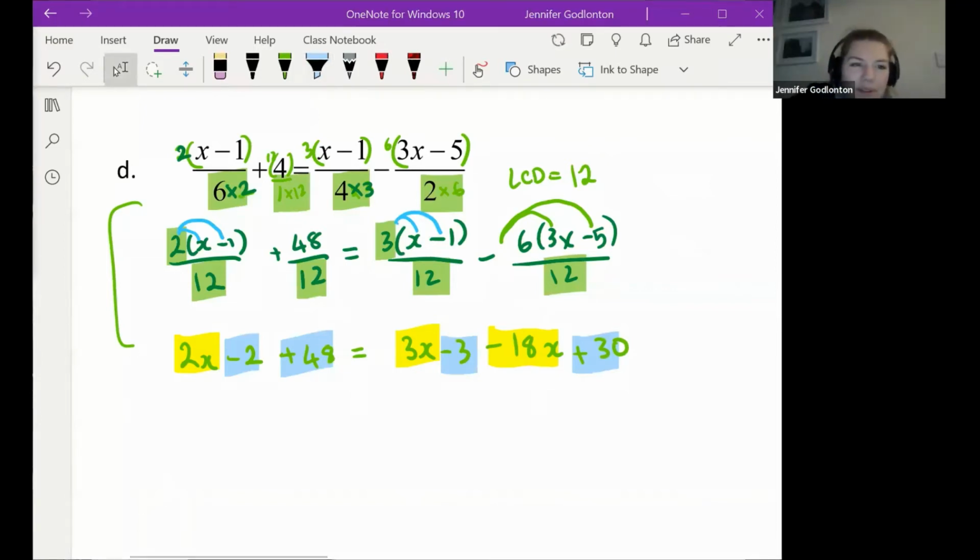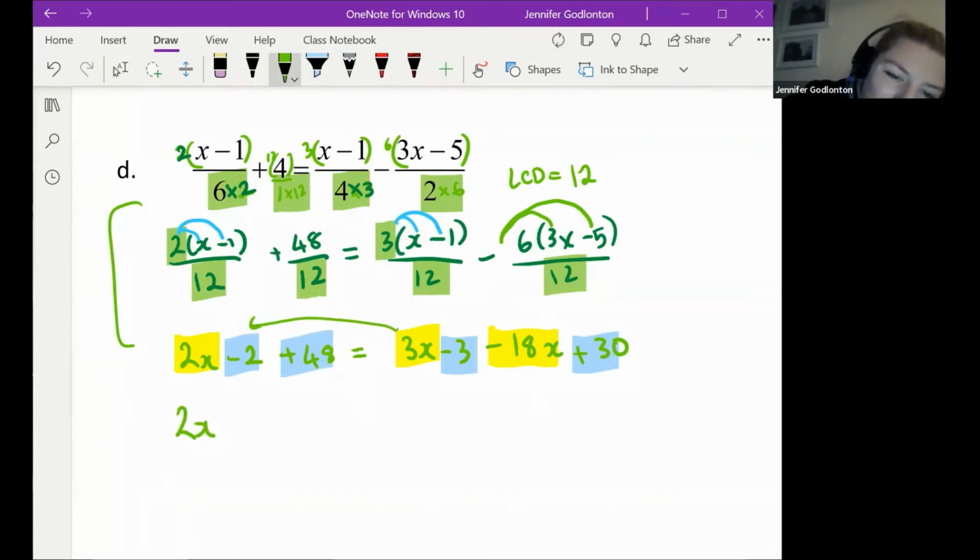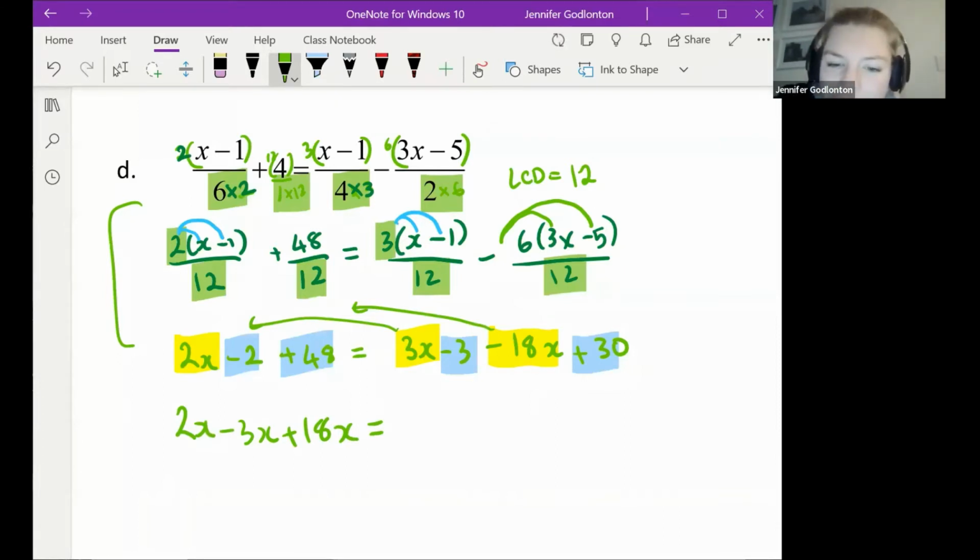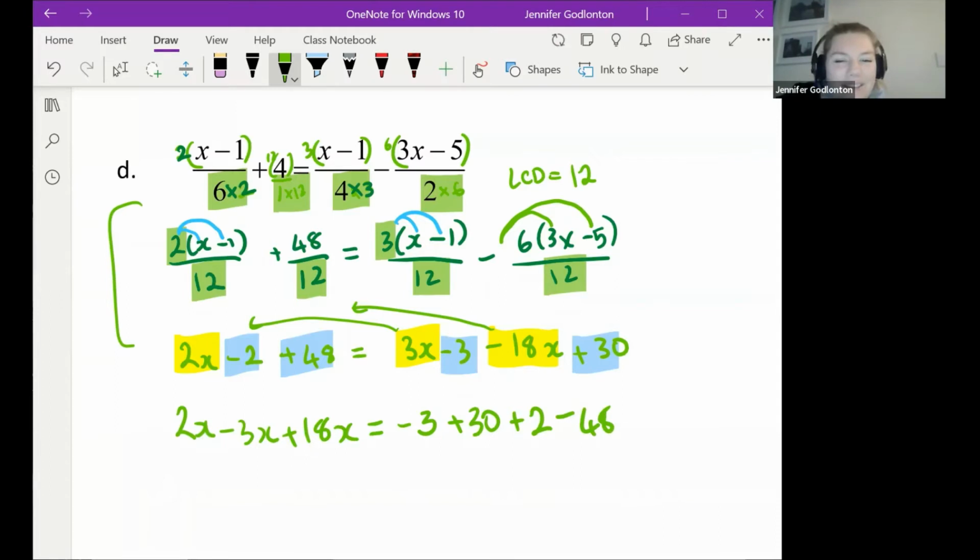Okay, Tiana, can you talk me through this next step? Yes, ma'am. We're gonna start with the yellow. So we're gonna say 2x minus 3x plus 18x. And then we're gonna say equal -3 plus 30 plus 2 minus 38. Good. And then we're gonna say plus 2 minus this 48.